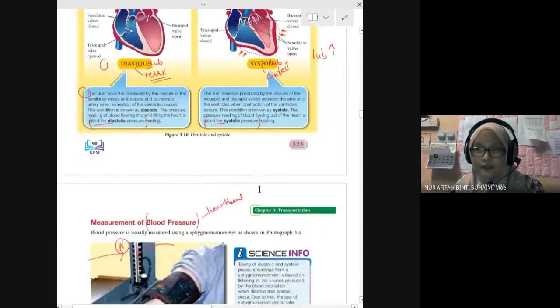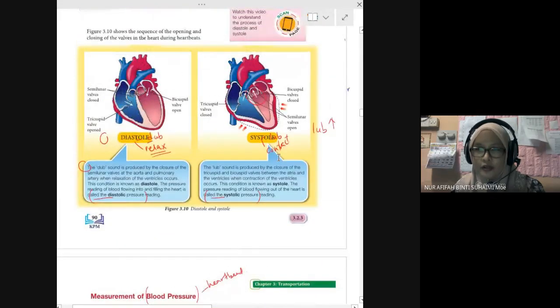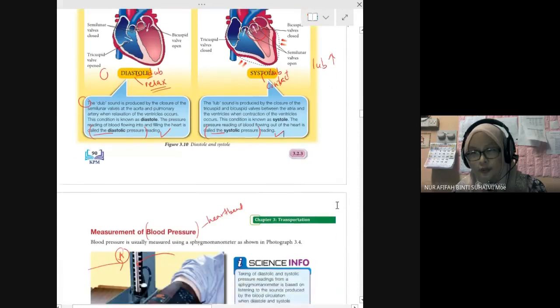Okay. So now from diastole and systole, we have two types of reading: diastolic pressure reading and systolic pressure reading. Remember, diastole produces the dub sound. Diastole, dub. Systole, lap. Lap, dub. Your heart sounds like lap, dub, like that, when we use a stethoscope.